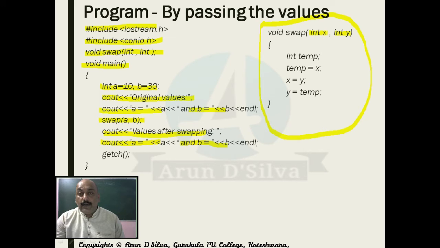Now x and y are two new variables which take the values. Whatever values are passed while calling this function, a's value will be held by x and b's value will be held by y. Now by using a third variable, temp equal to x, x equal to y, y equal to temp, the values will be swapped, and it returns to the main program. According to that, output will be generated here.